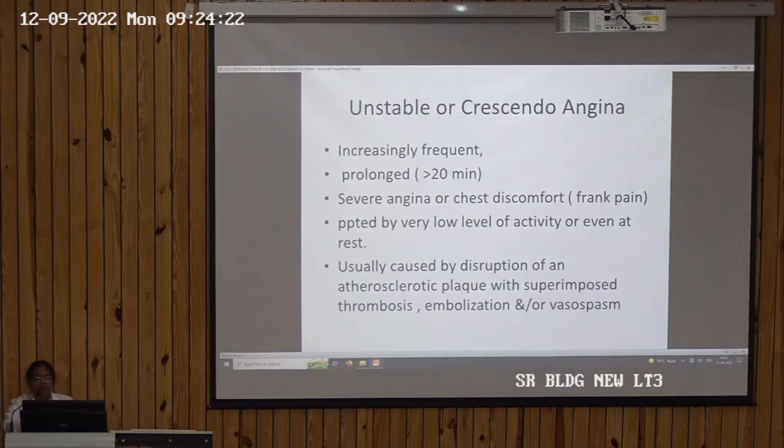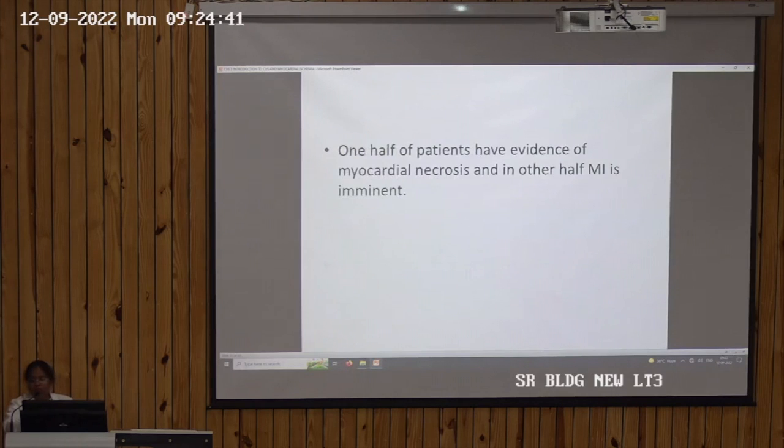Then the unstable or the crescendo, this is very frequently occurring pain. When the angina occurs frequently, it will result into unstable type. It is prolonged and it is precipitated by a very low level of exercise. And usually it is caused by a disruption in the atherosclerotic plaque. And in these, usually one half of the patients may have evidence of infarction, or they are very imminent to develop infarction. So you can say it is just a preceding state of myocardial infarction.